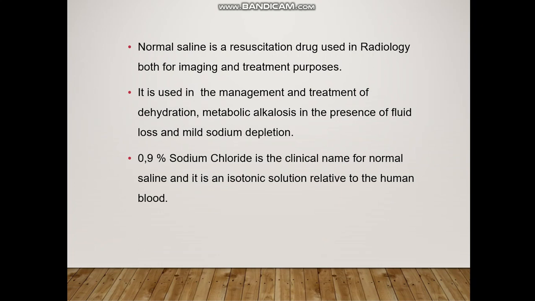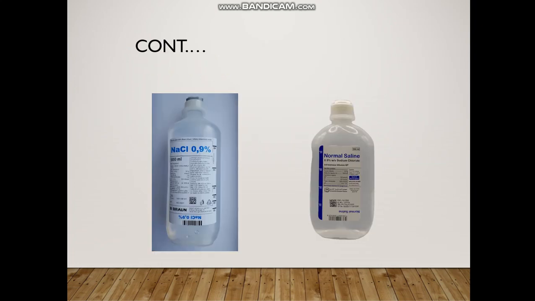It is an isotonic solution relative to human blood, which means it has the same solute concentration as the blood. So the movement of fluids to and from the cells is equal, and the cell does not change in shape. That's the diagram of normal saline, 0.9% sodium chloride.